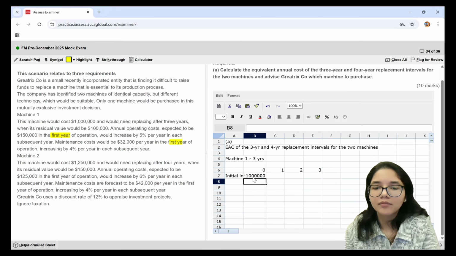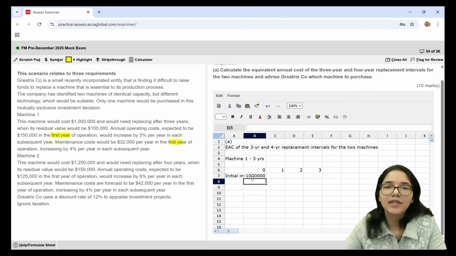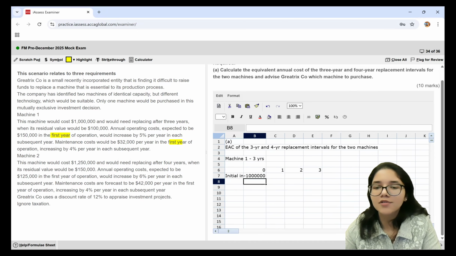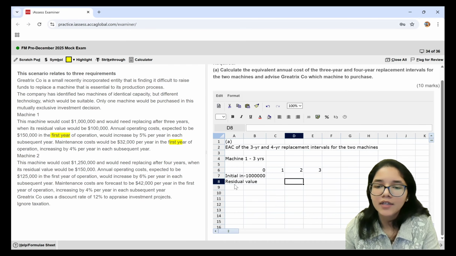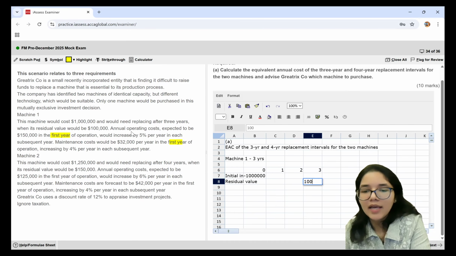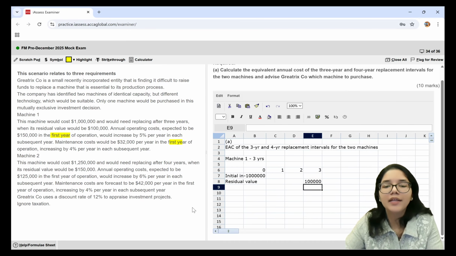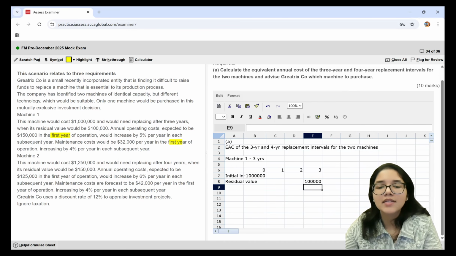Then I will also be putting in the residual value side by side. So I can plot the residual value over here. Residual value is given to me as $100,000, putting it as a positive figure because this means money coming in to me at the end of this particular year.